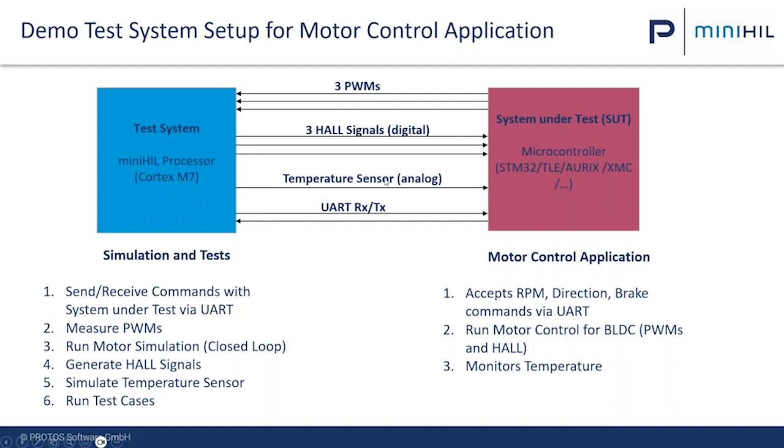Then we have a temperature sensor as an analog output. We simulate that one. It can also be a digital interface, whatever it is. Then we have a UART to control the speed, for error messages and so on. So that's a pretty typical system we test. Usually there are more IOs, but that's pretty close to a real world system here.